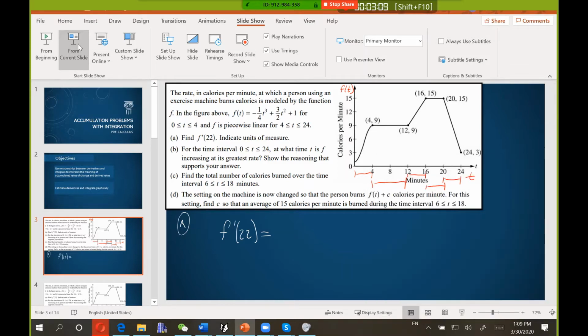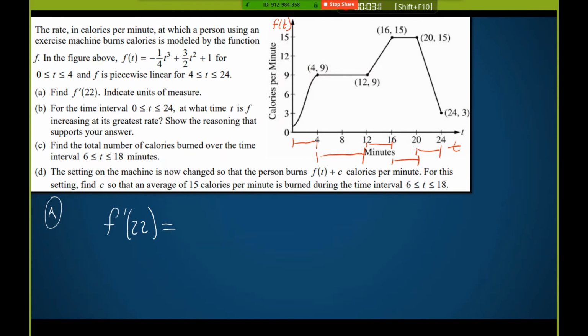I'll derive the formula first and then put 22 for t. Okay, our problem with that is if I try to derive the formula first, our formula is only true for t equals 0 to 4. So at t equals 22, that formula won't apply.